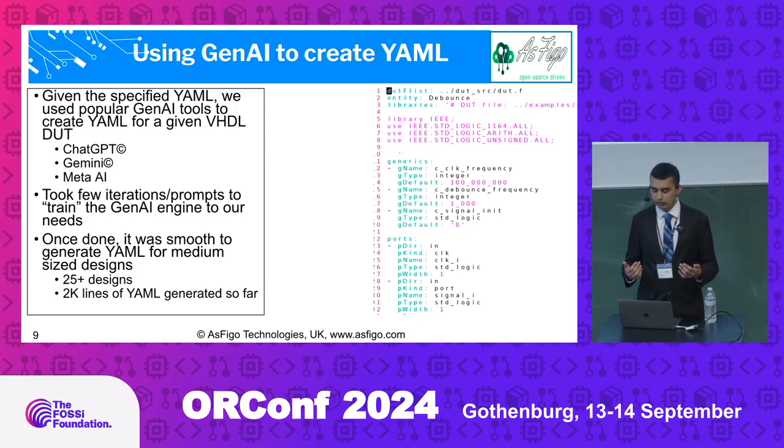And once done, it was smooth to generate YAML for medium-sized designs. So we tried that for over 25 designs, and it generated smoothly, and it was a great quality for the YAML. And we also generated over 2,000 lines of YAML so far.